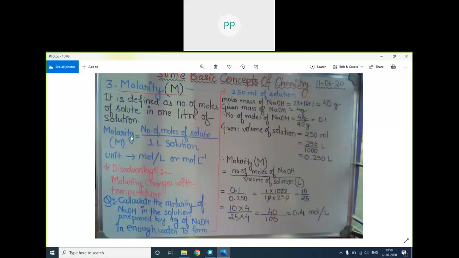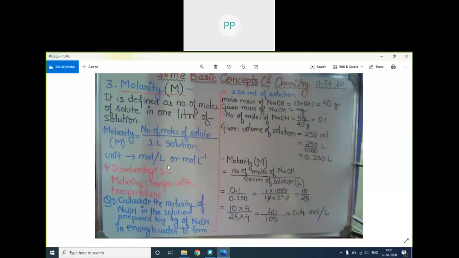Molarity is represented by capital M and is equal to number of moles of solute divided by 1 liter solution, or you can write volume in liter. Its unit is mole per liter. Since it is number of moles means mole, and we are taking volume of solution in liter, so per liter. You can write also as mole liter inverse.